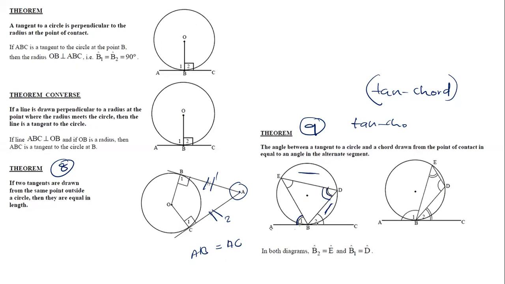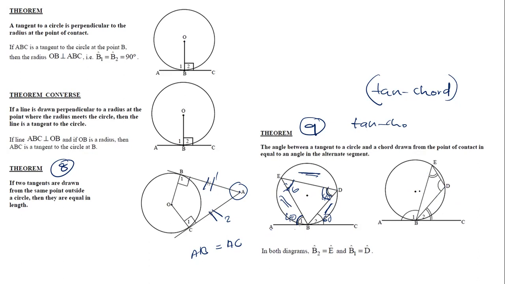And therefore, look at B2. B2 is the angle between where? Between the tangent and the chord. And then we have the alternating segment, which is this segment, and that angle will be equal to that. So angle B2 will be equal to angle E. Simple as that. If it's 40, there will be 40. If it's 60, there will be 60. Simple. And then sometimes your diagram can be presented in this way.